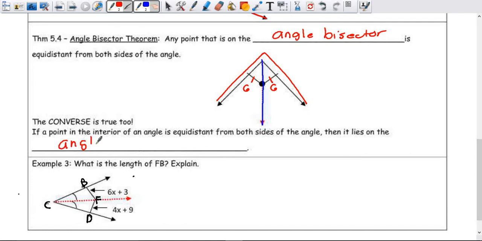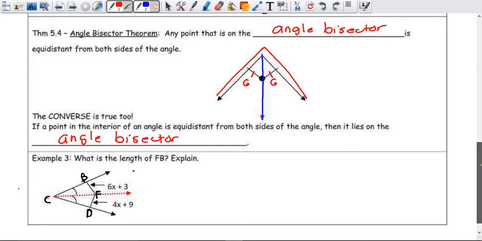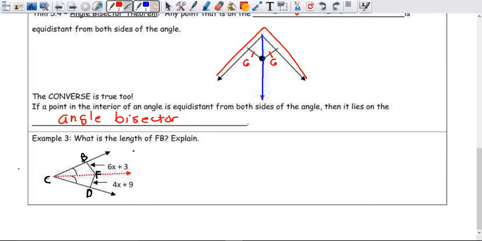So that's just taking it and flipping the order around and saying that if that happens, then we know the angle has then been cut in half. All right? So let's use that for our example here at the bottom. It says, what is the length of FB? FB is this piece right here. So we need to find the length of that.